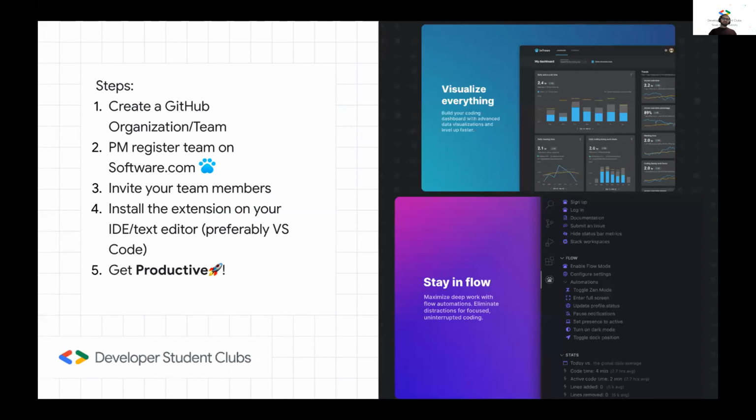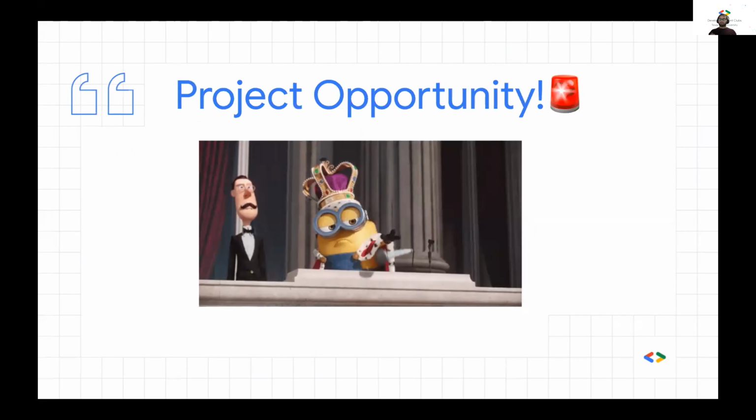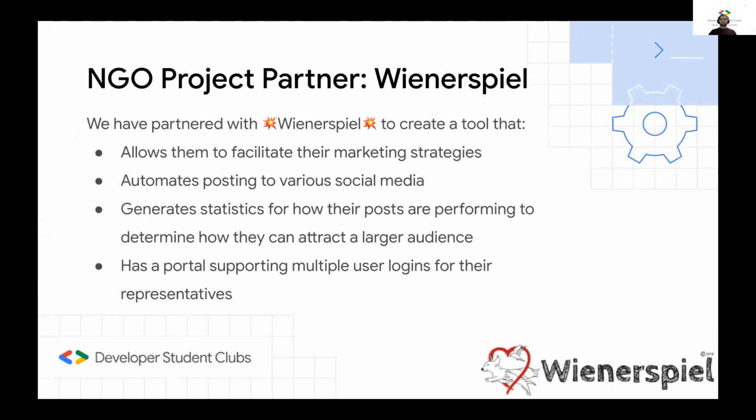As we said in the start, there is a project that we have already paired up with an NGO in College Station that we wanted to present to you. It's a project with Wienerspiel. Wienerspiel helps dogs or any animals that are maltreated or hurt or injured to get them back on track, take care of them, and helps other organizations which do the same in a similar way.